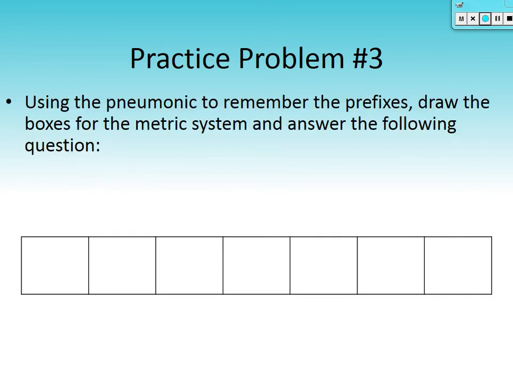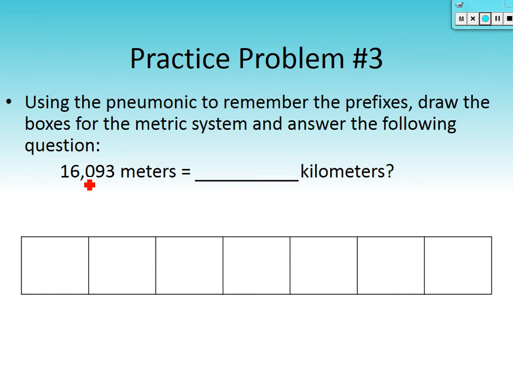Let's go to number 3. Same thing, we're going to use the mnemonic, fill out this chart, and answer this question here. 16,093 meters is equal to how many kilometers? Okay, let's go through the mnemonic. Killer hippos die by is the base unit box. Drinking chunky milk. Now, I always like to put in the base unit box meter, liter, and gram. So I just write their symbols there.